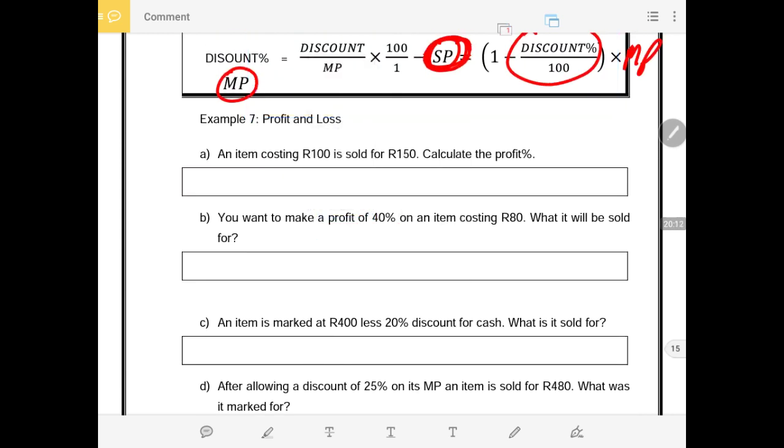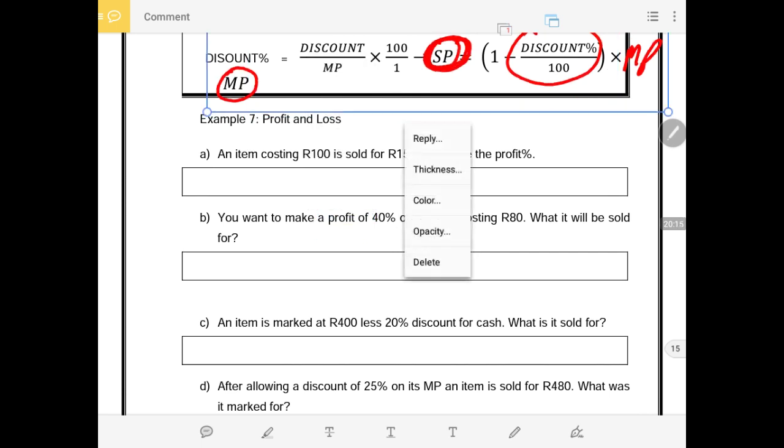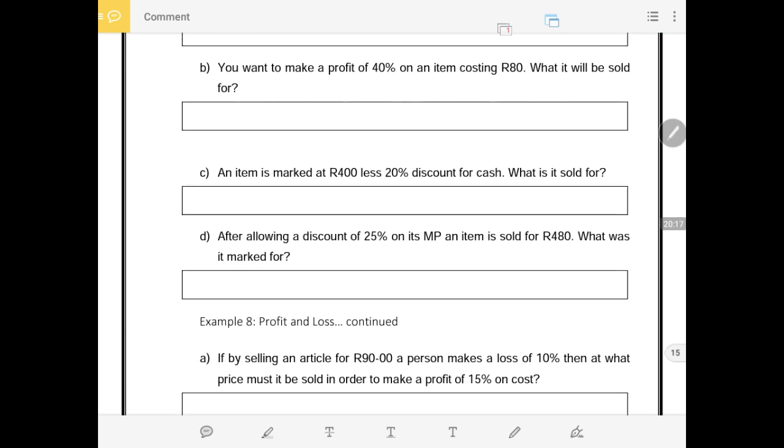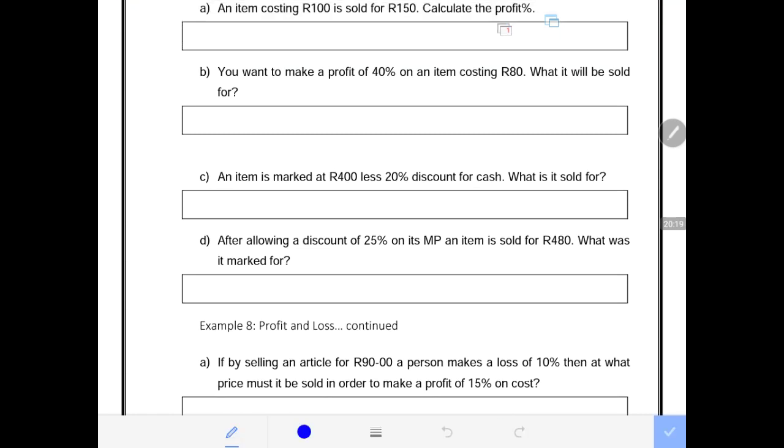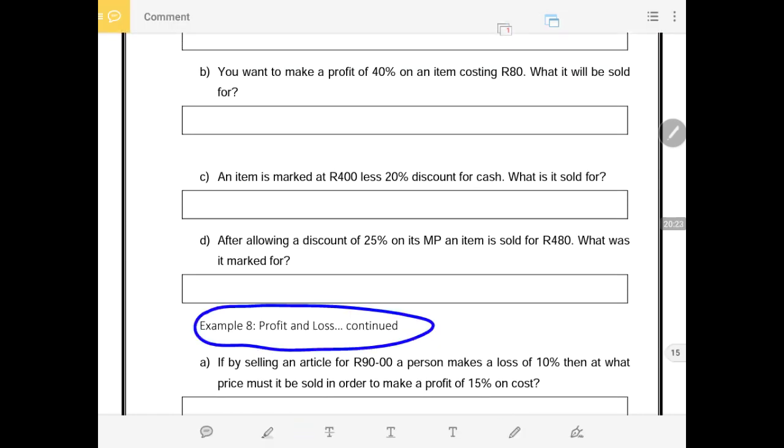Now guys, with that, let me stop this recording, then I will record now and continue with example 8 on profit and loss. That is the topic for the session.